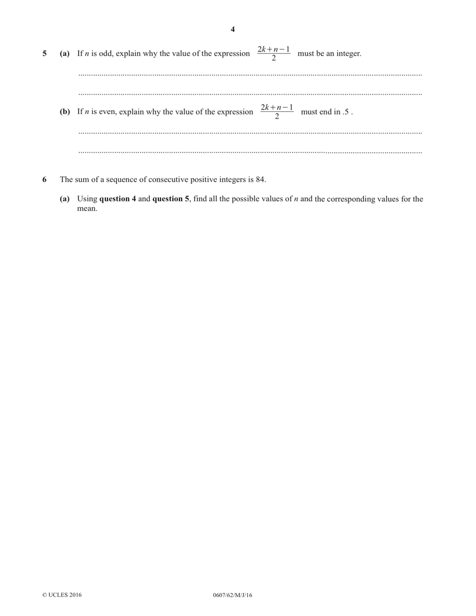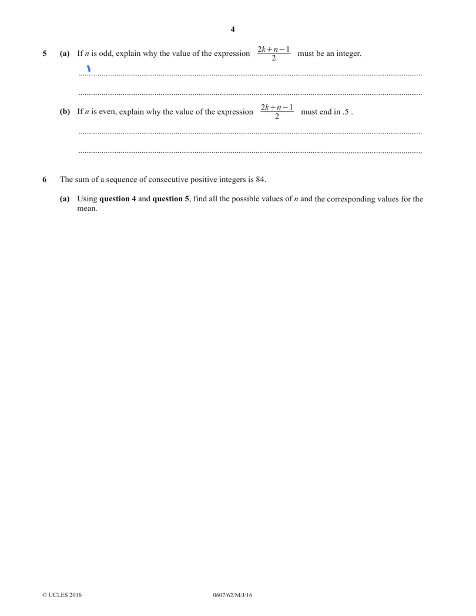Okay, next page. If n is odd, explain why the value of the expression 2k plus n minus 1 must be an integer. Okay, so if n is odd, well, I'm just looking within this expression. If n is odd, 2k must be even because it's multiplied by 2. Anything multiplied by 2 is even. So what we've got is an even plus an odd take away 1. An odd take away 1 must be even. What's happening is I'm then dividing that by 2, so it's going to be an even divided by 2, so it's a whole number.